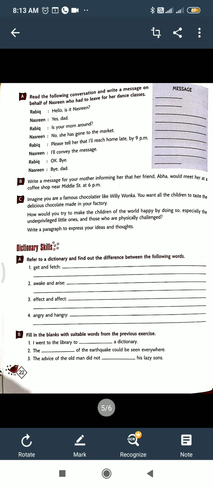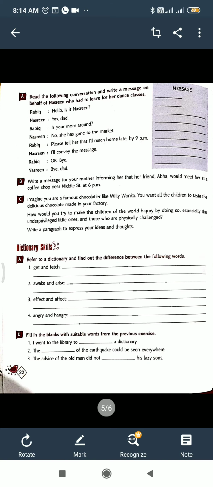Okay. Next one, dictionary skill. Refer to a dictionary and find out the difference between the following words: get and fetch, awake and arise, effect and affect, angry and hungry. Okay. So what is the difference between them? Write the meaning of it. Okay. Like this, completed. And now fill in the blanks with suitable words from the previous exercise. I went to the library to ___. Okay. It's related to the exercise: get or fetch, awake or arise, effect or affect, angry or hungry. In the three sentences you have to write.